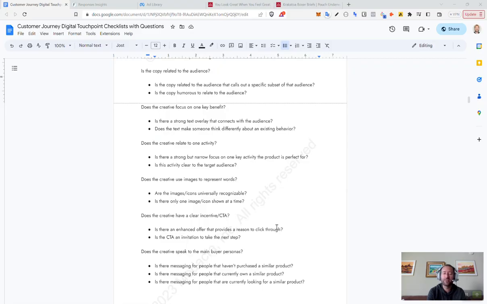Conversely, if everyone says they want everyday wear and you built something where everyone's pictured on a trail going for a hike, probably not a good fit for you either, right? There's a mismatch between the creative and the audience that they're going after. Does the creative use images to represent words? Are images and icons universally recognizable? Is there only one image or icon shown at a time?